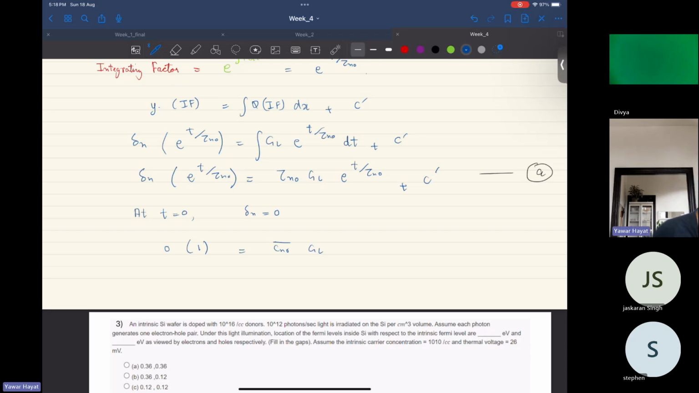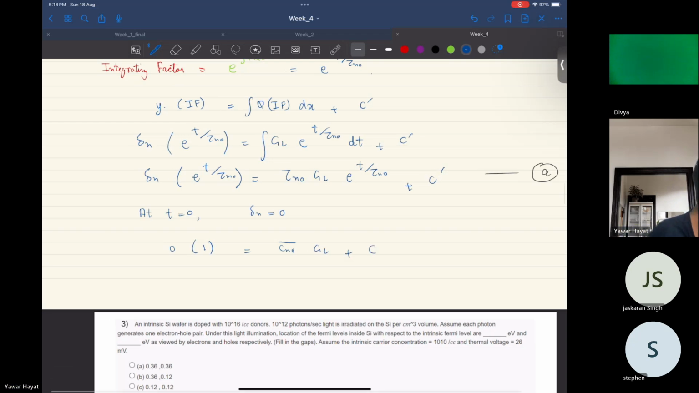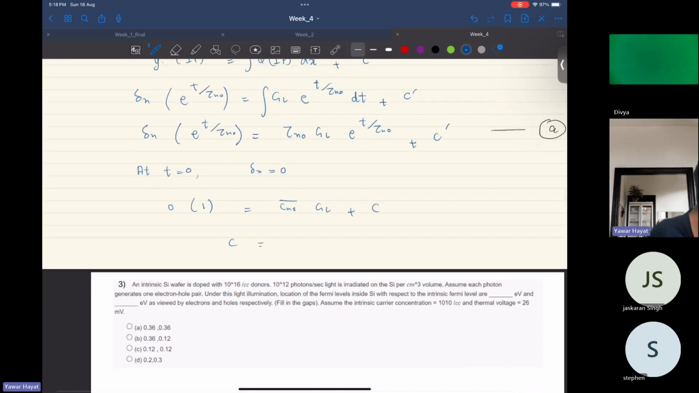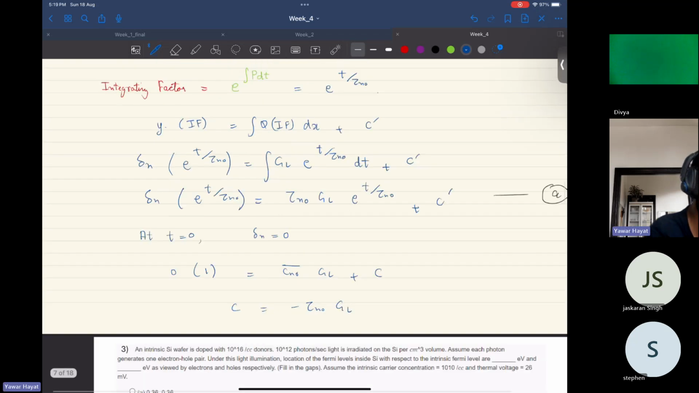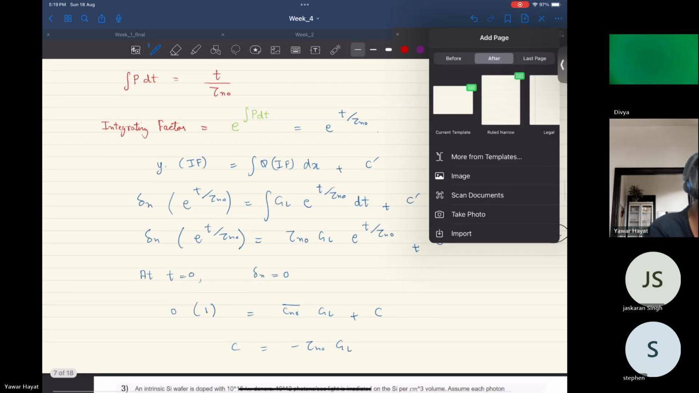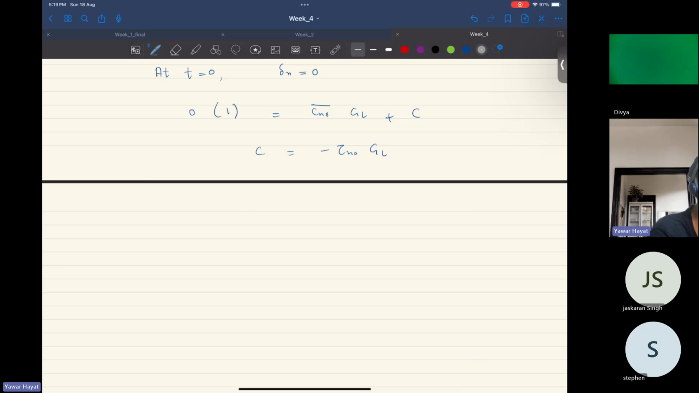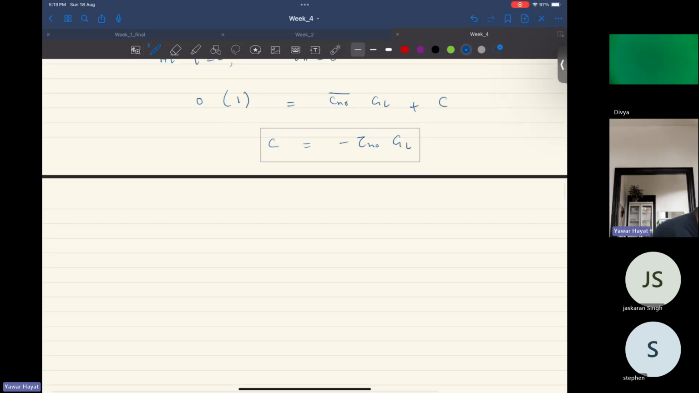This would be plus c, and in other words, this constant c would be minus tau n0 multiplied by gl, right? So what does that give us if we substitute back? That gives us the following. Then let's box this one as well. It's delta n.